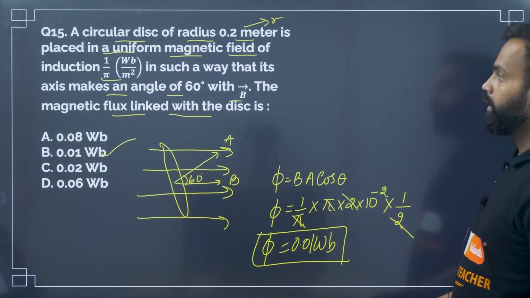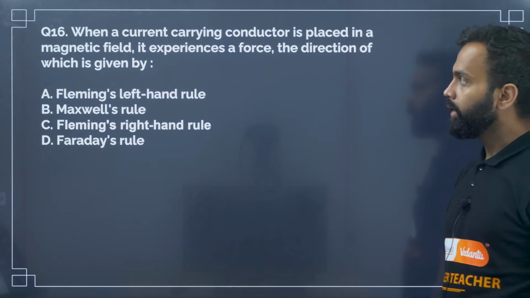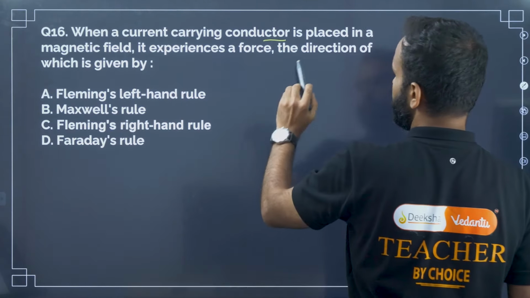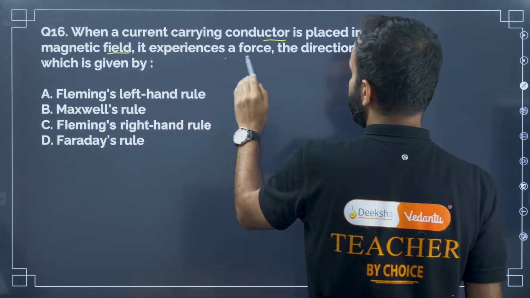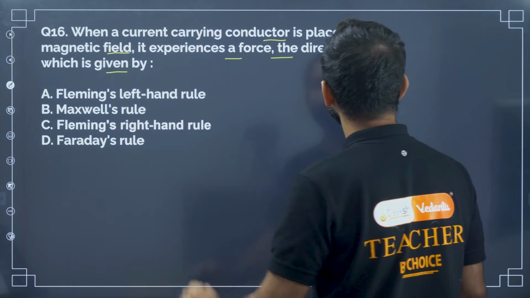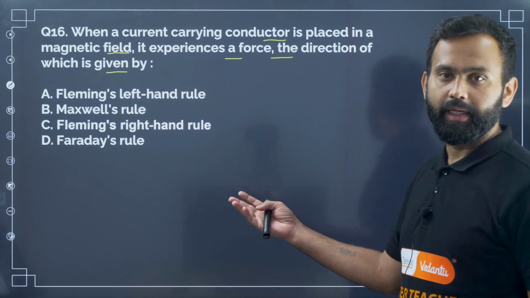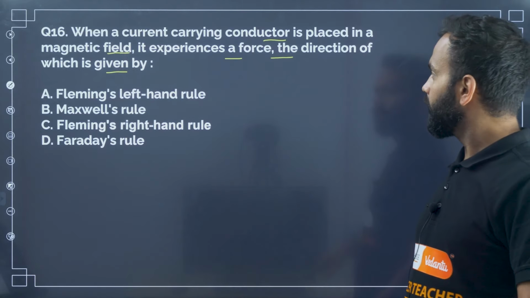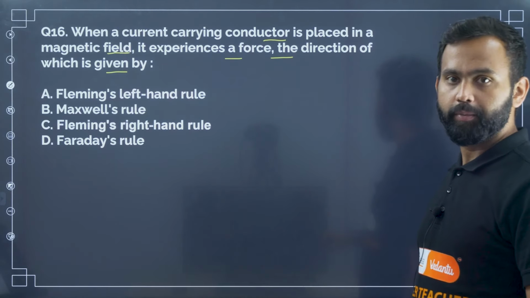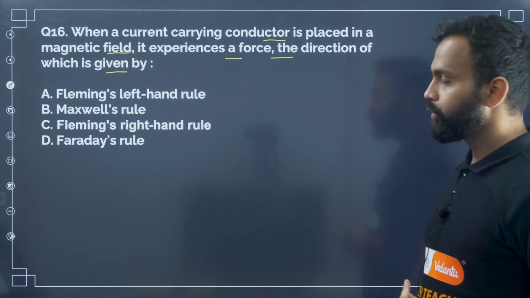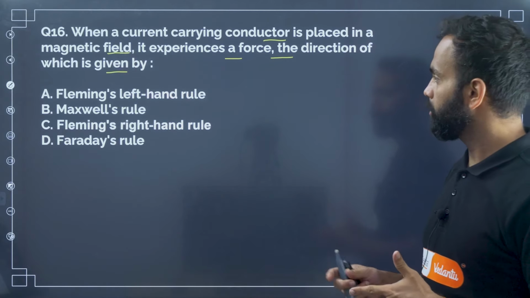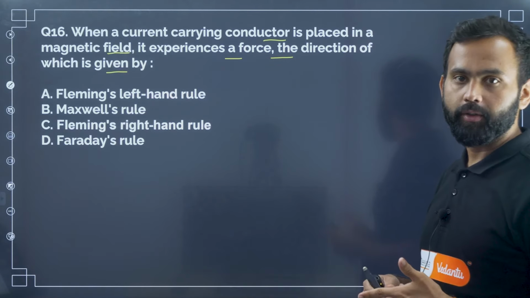Okay, question number 16. When a current carrying conductor is placed in a magnetic field, it experiences a force, the direction of which is given by. The direct question, right? So when you place the current carrying conductor in a magnetic field, what happens? It experiences force, right? So the direction of the force can be found by using Fleming's left hand rule, right?